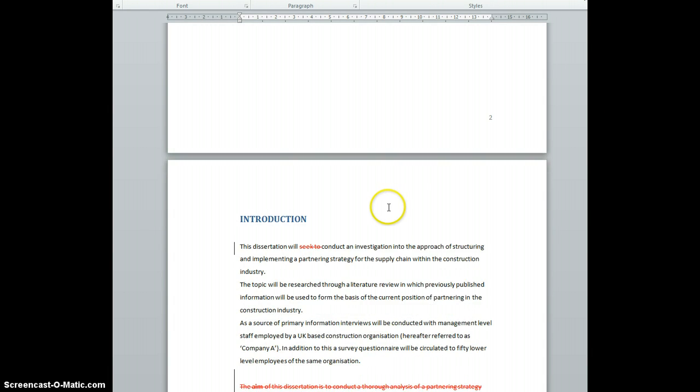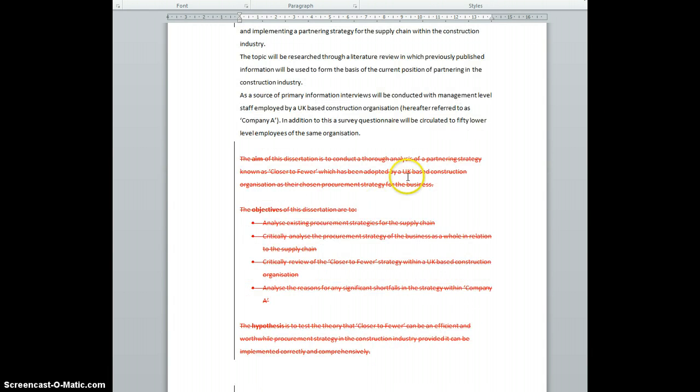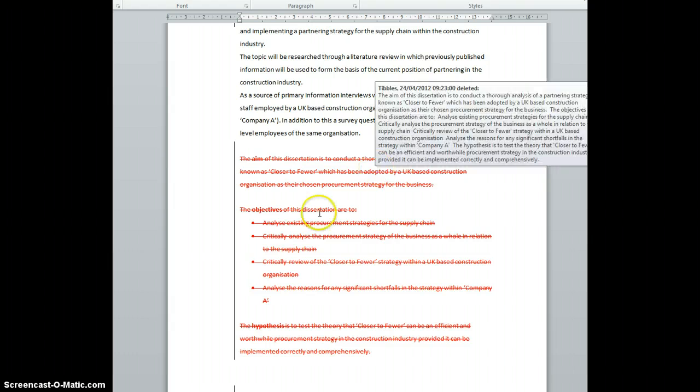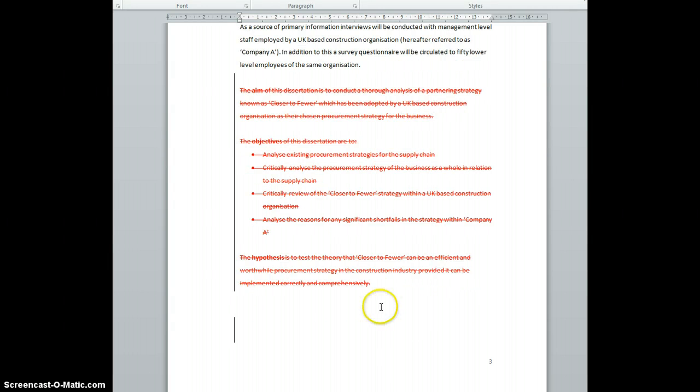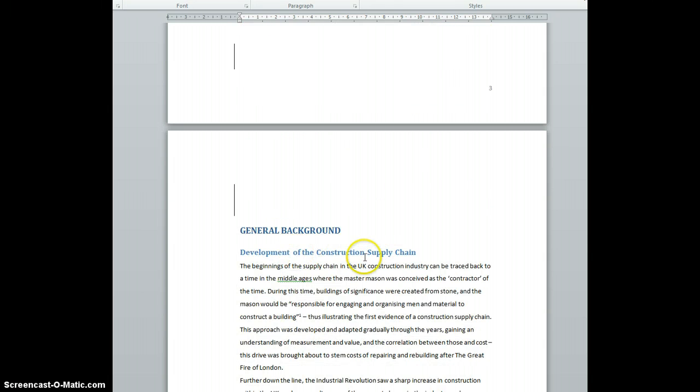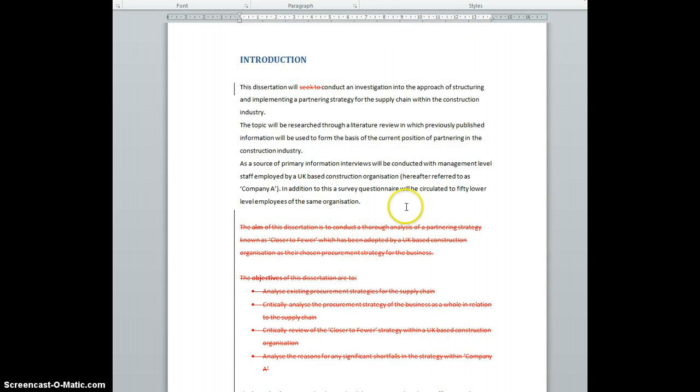Next one is page 3, so we'll just whip through. What I've done is I've moved the whole of this section. I think that's quite nice, this general background, and that could slot in behind this, and I've moved all of the aim, objectives and hypothesis after this section, so you've got a feel for the whole thing.